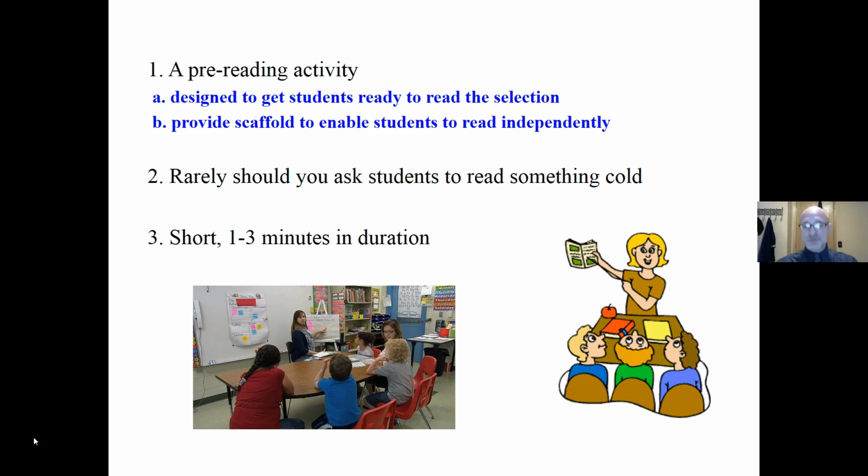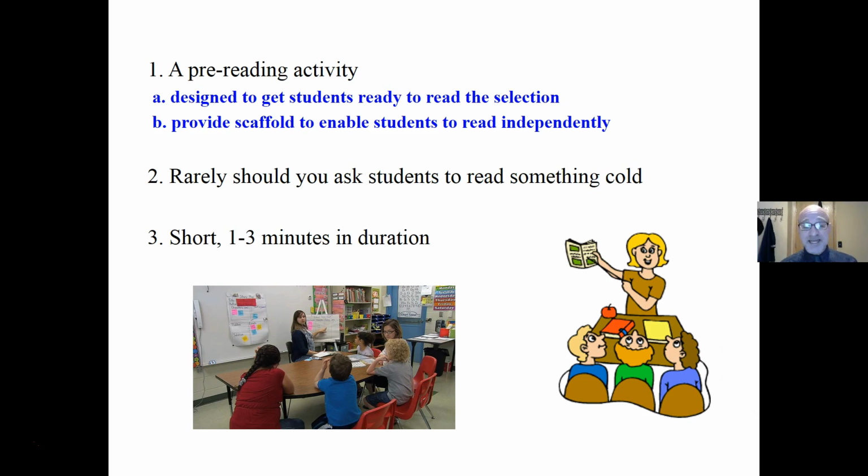It provides a scaffold so that they can read the story independently. If that story is at their instructional level, they need some sort of scaffold to enable them to read it without frustration. Rarely should you ask students to read something cold without any sort of preparation, very rarely. Even when you're assigning a textbook chapter, you want to provide some scaffolding, some preparation to enable, especially students who are struggling readers, to read that chapter independently.